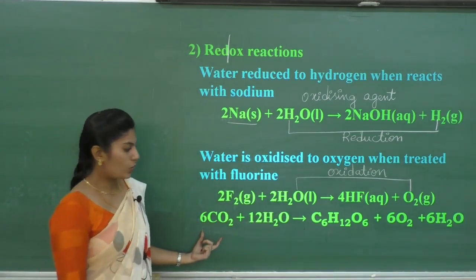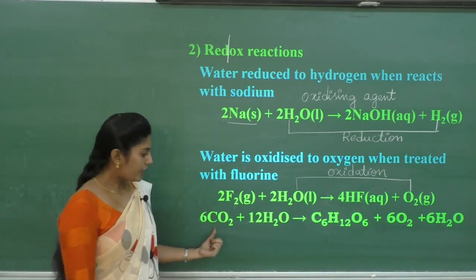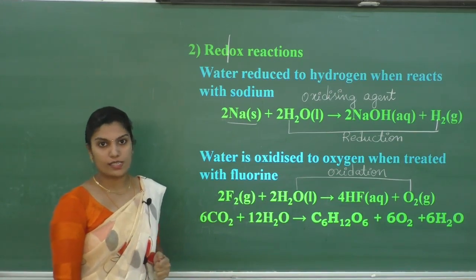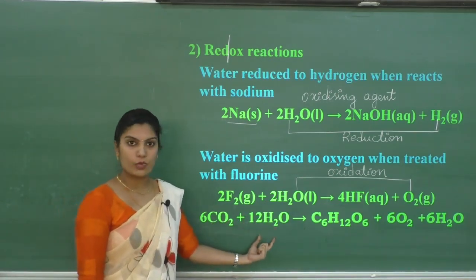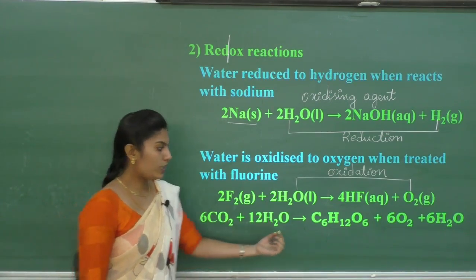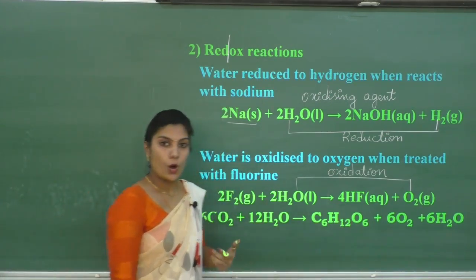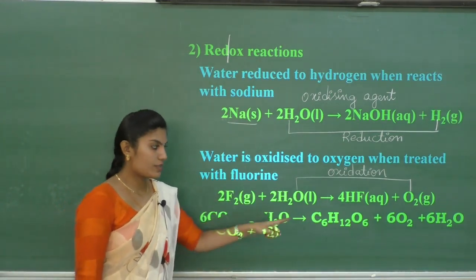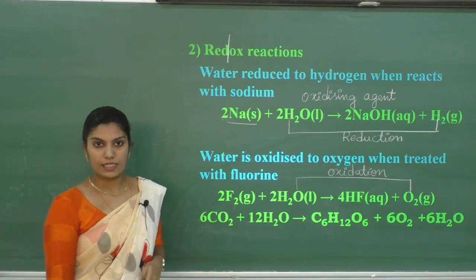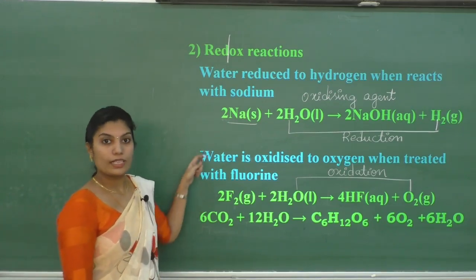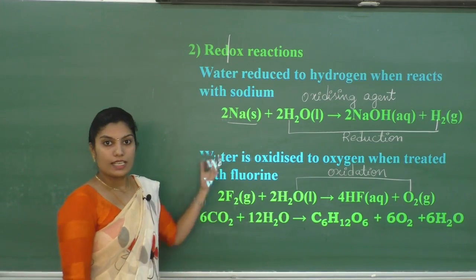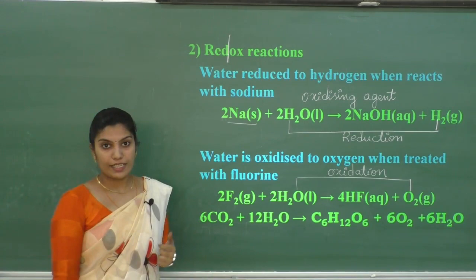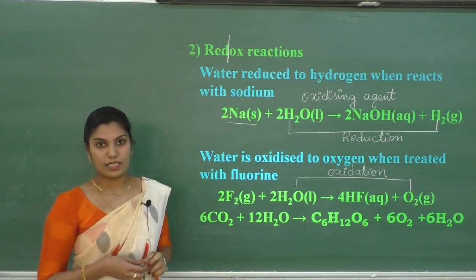In this case also, the photosynthesis reaction, water is oxidized to oxygen. Carbon dioxide reacts with water to form, as you already know, C6H12O6 plus oxygen, and water is liberated. During this reaction also, water is oxidized to oxygen. Cleared? These are the two reactions. From these reactions, you can explain the oxidizing agent as well as the reducing agent behaviour of water. Cleared?